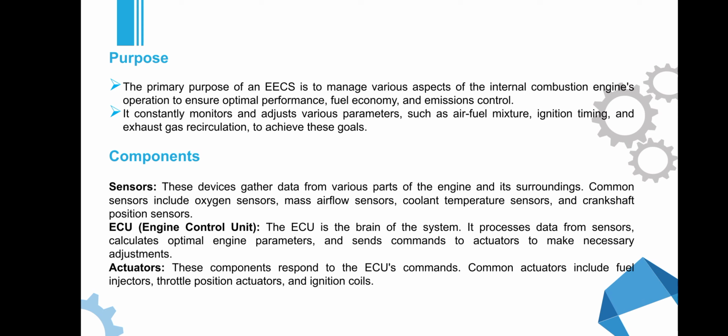Components. Sensors. These devices gather data from various parts of the engine and its surroundings. Common sensors include oxygen sensors, mass airflow sensors, coolant temperature sensors, and crankshaft position sensors. Engine control unit. The ECU is the brain of the system. It processes data from sensors, calculates optimal engine parameters, and sends commands to actuators to make necessary adjustments. Actuators. These components respond to the ECU's commands. Common actuators include fuel injectors, throttle position actuators, and ignition coils.